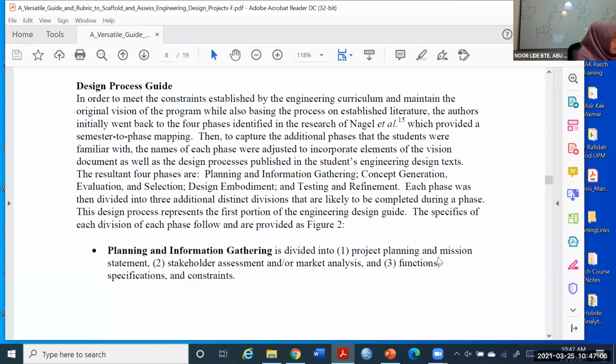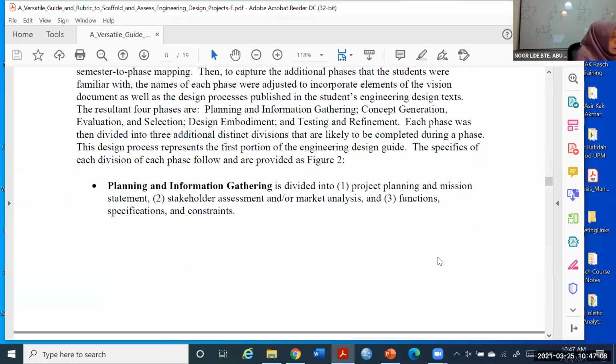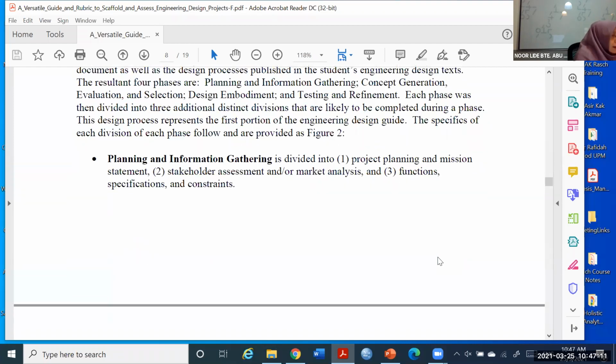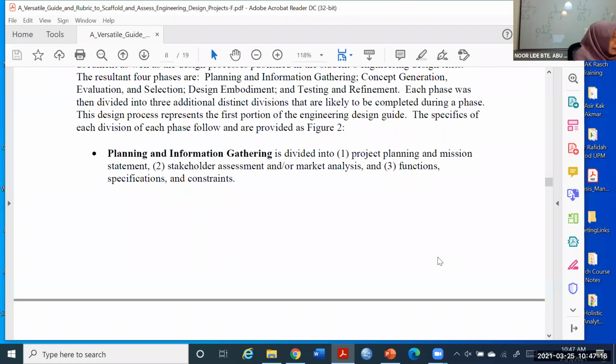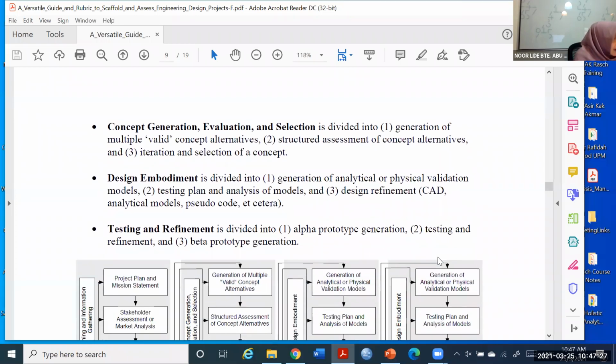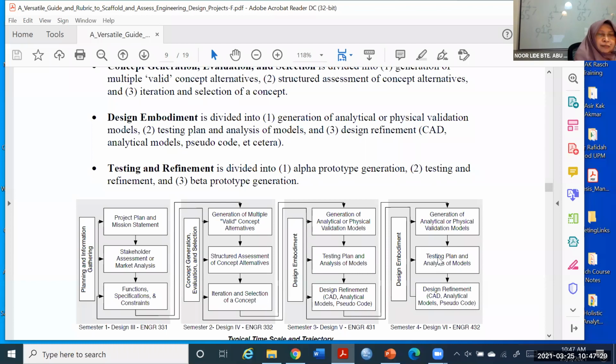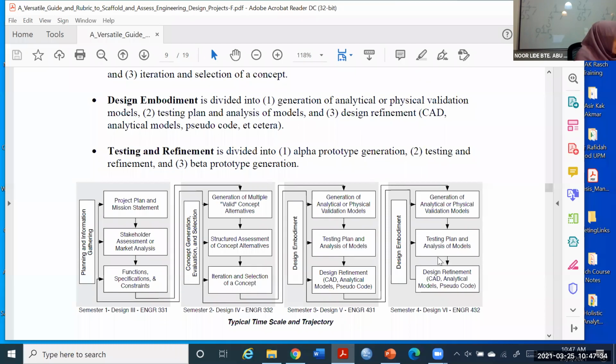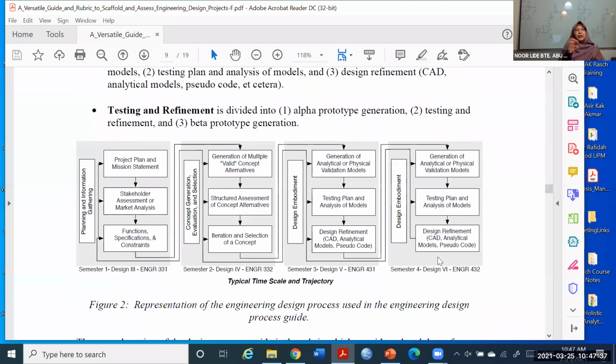These are elements that students have to perform and they will be assessed. Number 1 is the planning of the project and information gathering. Number 2 is the concept generation, the evaluation and selection of what concept they want to use, the design itself, the testing and refinement. So you can actually apply this to scoring rubric development also. You see that it has the different stages, across semester 1, semester 2, 3, 4. So these are the different elements.